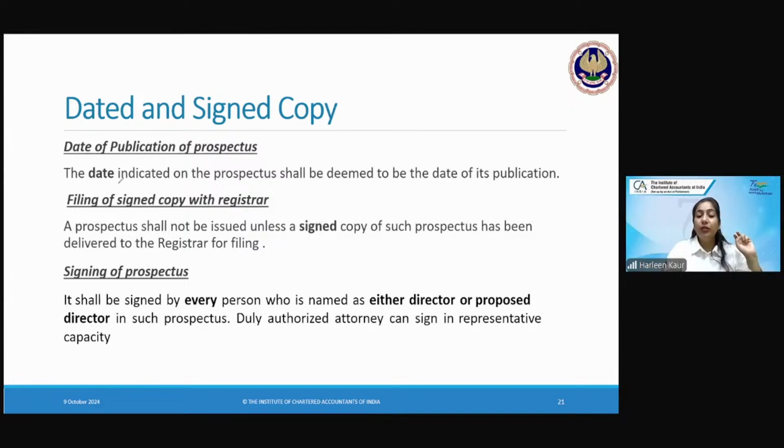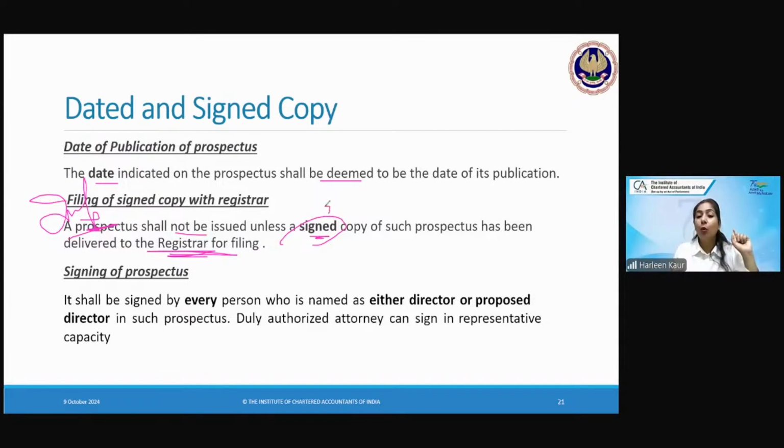So I have already told you the date on the prospectus shall deem to be the date of publication, whatever date is written in the prospectus. When we will be doing red herring prospectus, I will show you the copies of prospectus. I will show you where the date is written, and that date shall be the date of the prospectus. Prospectus shall not be issued unless signed. Very important point. Signed copy of prospectus has to be filed with the ROC before issuing it. So a prospectus will not be issued unless the signed copy.